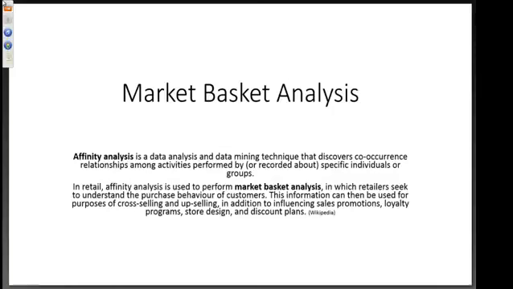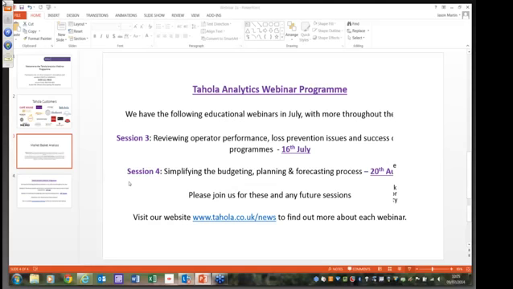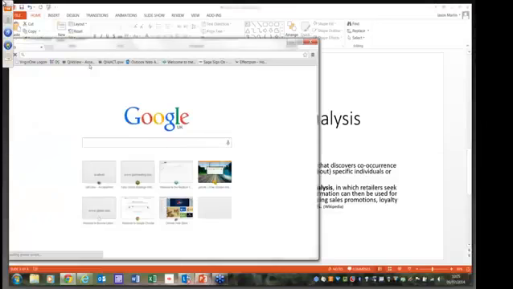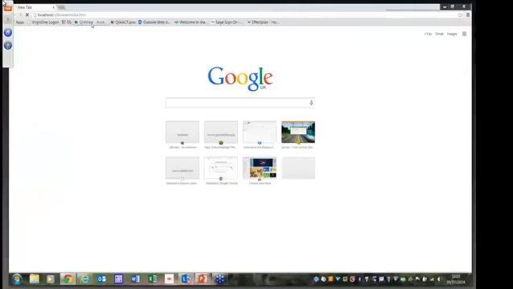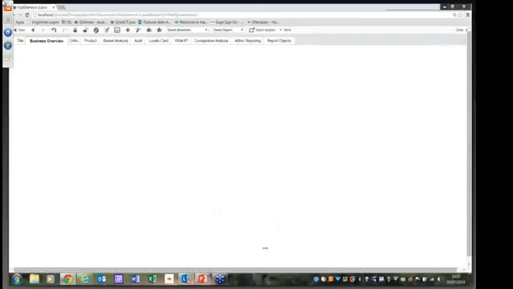Okay, so let's have a look at basket analysis in action. So if I go into my web browser, I'm going to launch my business analytics tool. For those of you that were with us a couple of weeks ago for our first webinar, you'll recognize this. This is exactly the same environment, the same application that we used for dashboarding and unit level analysis.